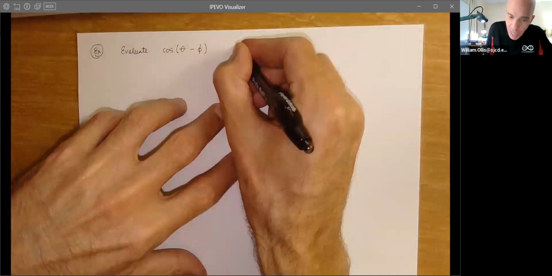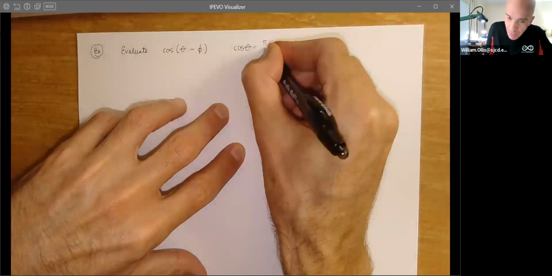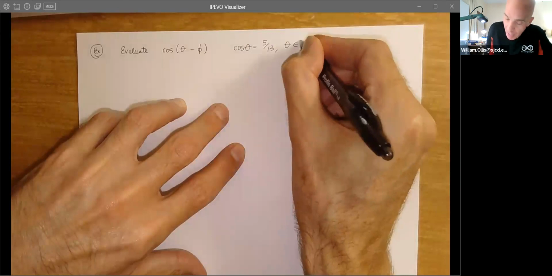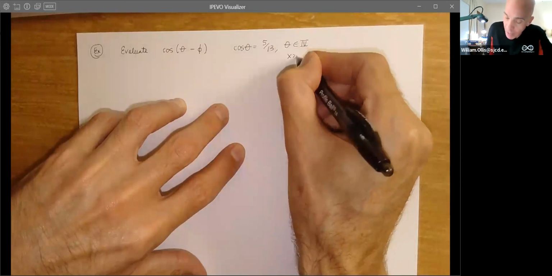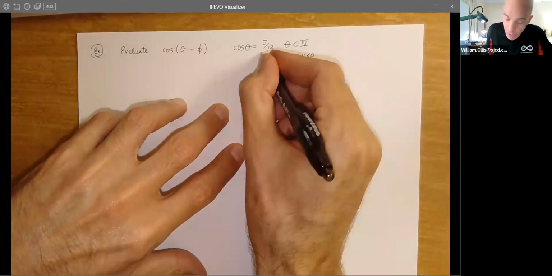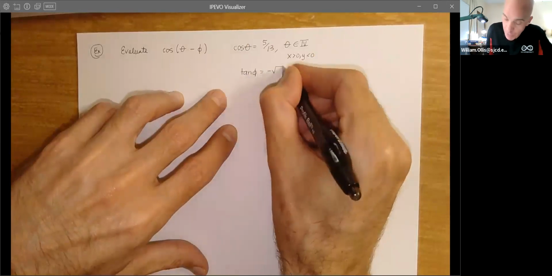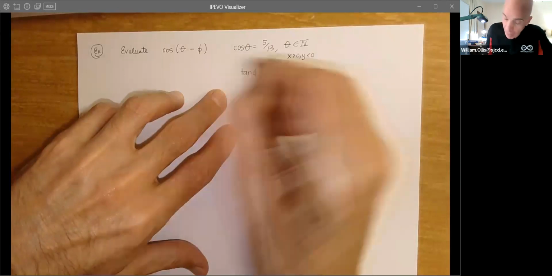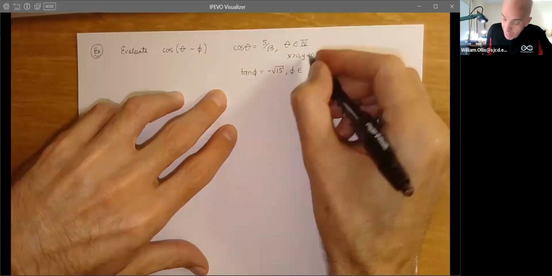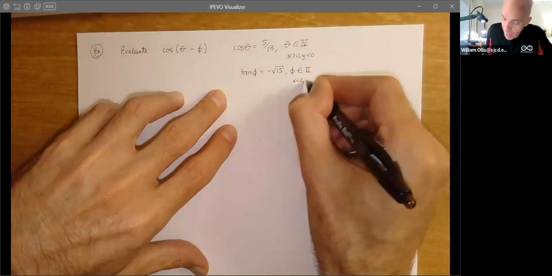Now, what do we have? We have cosine theta is 5/13, and theta terminates in the 4th quadrant. So that's going to tell us in this case that x is positive, y is negative. So the sine is negative, the cosine is positive, obviously. And then we're given tangent phi is negative square root 15. And of course, phi, well, here's one possibility. Phi terminates in the 2nd quadrant. Again, where x is negative and y is positive.